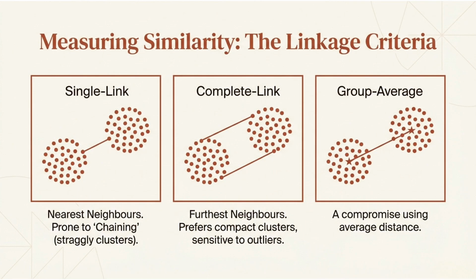Linkage criteria determine how we measure distance between clusters. Single link uses the nearest pair of points but can create long chain clusters. Complete link uses the furthest pair, producing tighter, more compact clusters. Group average linkage takes the average distance between all pairs across clusters. The choice of linkage affects the shape and stability of the final clustering.